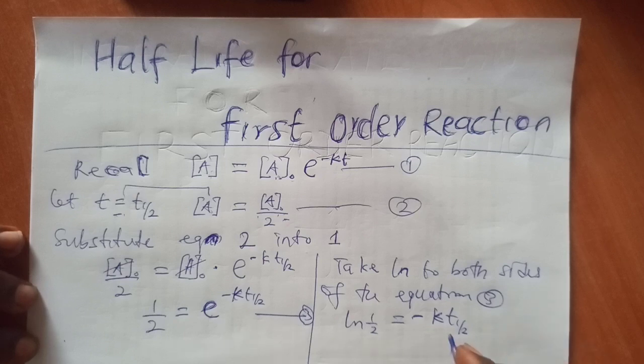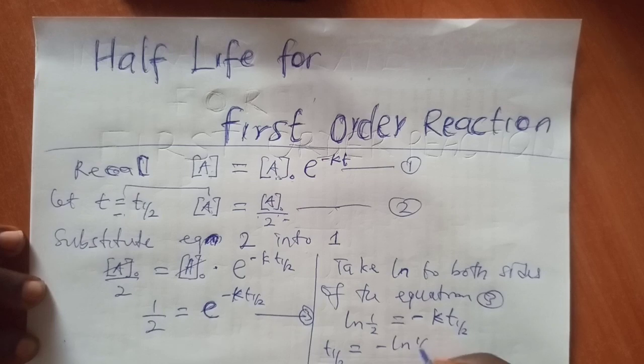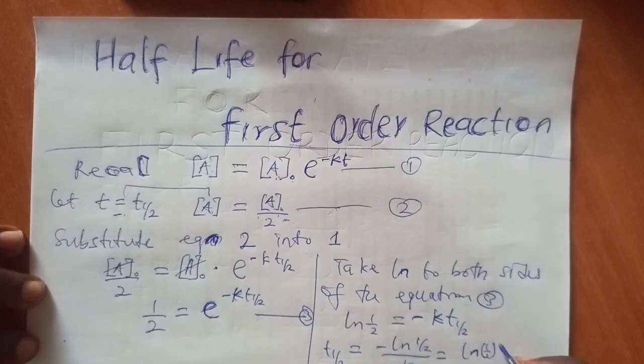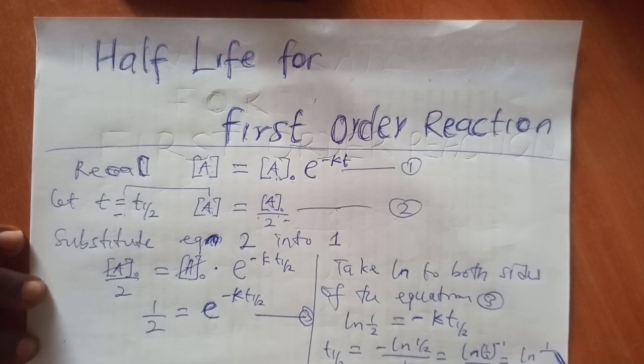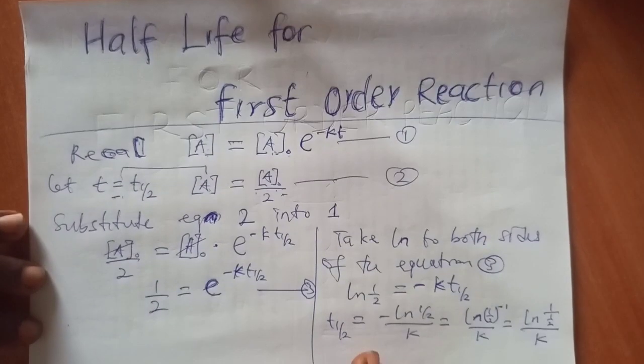In this case, you shall be making t half the subject of the formula. So t half is equal to minus ln half over k. This is equivalent to ln half raised to the power of minus 1 over k. And if this is solved, this will now be ln of 1 over 1 over 2, over k. I hope you are seeing what I'm doing.